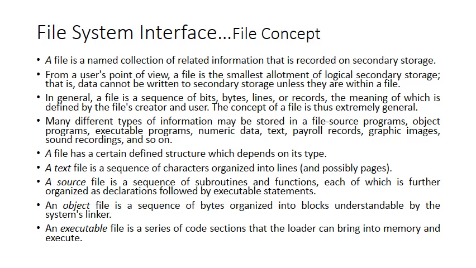From the user's point of view, a file is defined as the smallest allotment of logical secondary storage. That is, data cannot be written to secondary storage unless they are within a file. So whatever information you want to store, you have to put it in a file and then store it on a secondary storage. In general, a file is a sequence of bits, bytes, lines, or records, the meaning of which is defined by the file's creator and user, both.